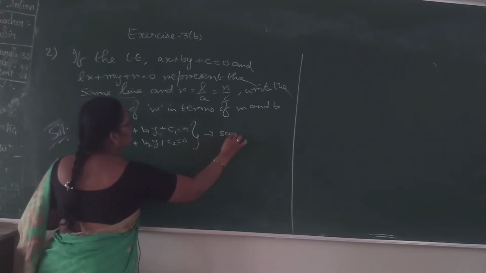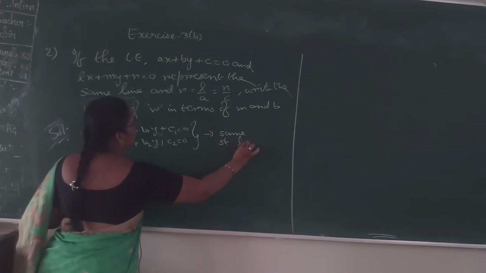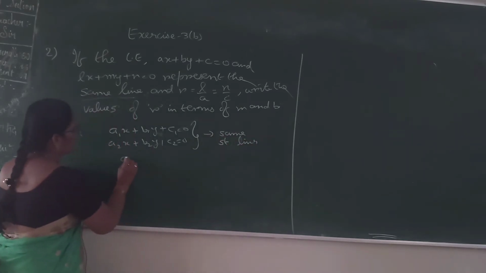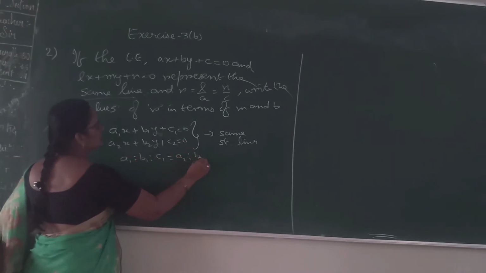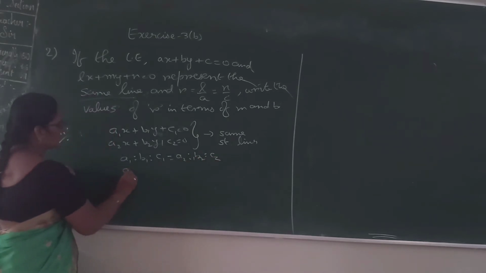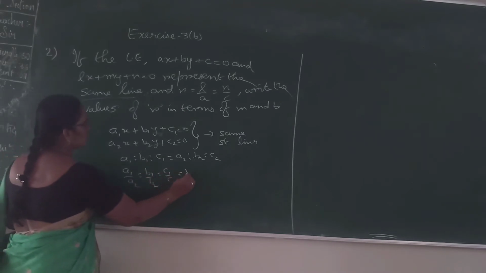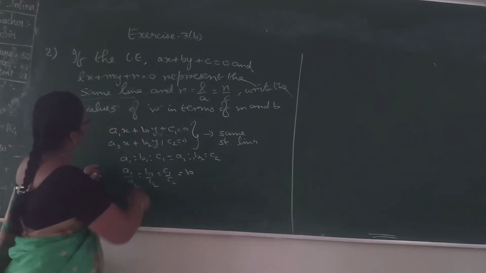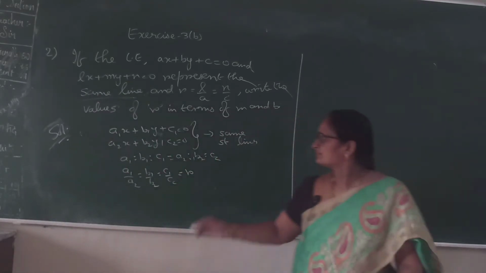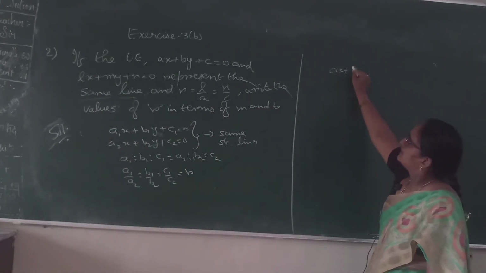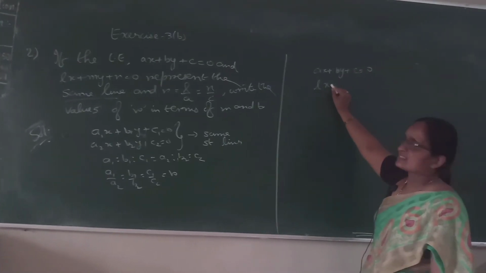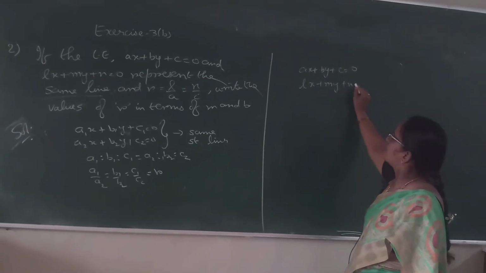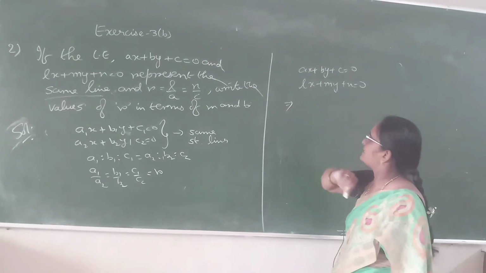representing the same straight line. Then what we said, a1 is to b1 is to c1 is equal to a2 is to b2 is to c2, which can be written as a1 by a2 is equal to b1 by b2 is equal to c1 by c2 equal to r. Same process is applied here. What is that? ax plus by plus c is equal to 0. Another one is lx plus my plus n equal to 0, which we can write.